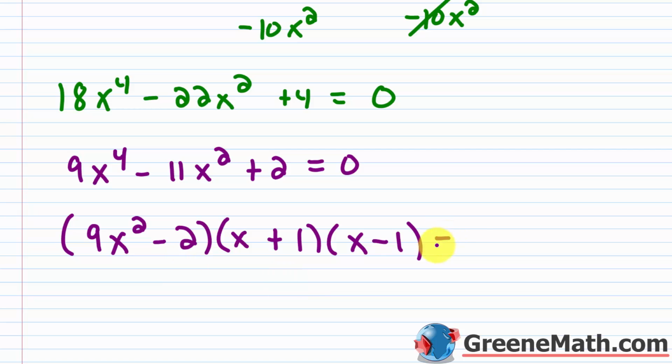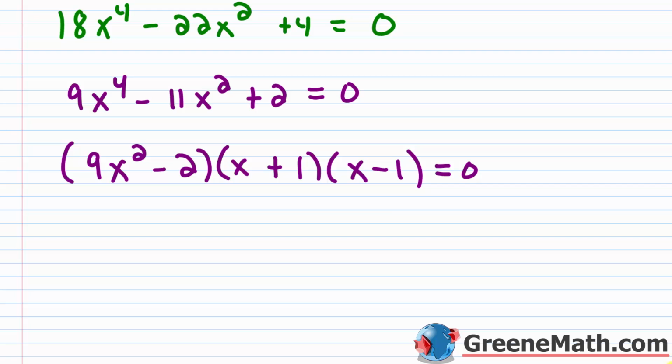So you've got to go through and set each factor equal to 0. And so what will we have? Well, we know for these two it's really easy. The solution here would be that x is equal to 1 or negative 1. So that takes care of those two. But for this one, you need to do a little bit more work.